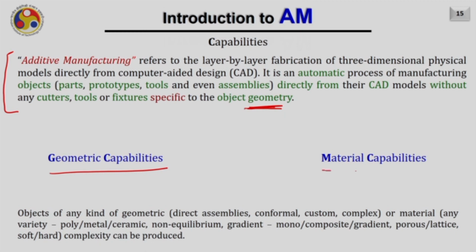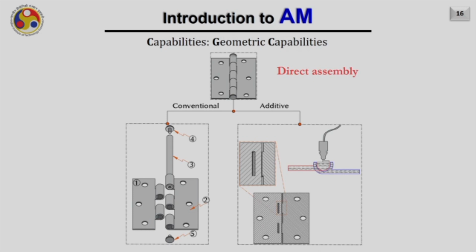On the other hand, for the material capabilities, additive manufacturing is capable of handling a variety of materials such as polymer, metal, ceramic, non-equilibrium materials, gradient materials, monolithic materials, composites, porous structures, lattice structures, soft material, hard material and all. Therefore, it is very much capable of handling different types of materials. We shall discuss its geometric and material capabilities one by one. So, this is the first one, which is called the capability of realizing direct assemblies. In a conventional manner, if you want to produce this particular part, you will go for this route.